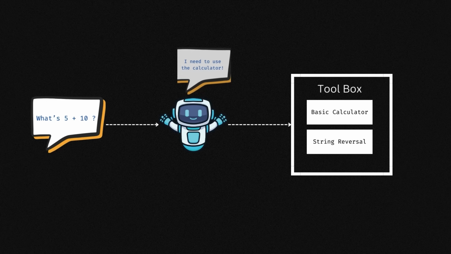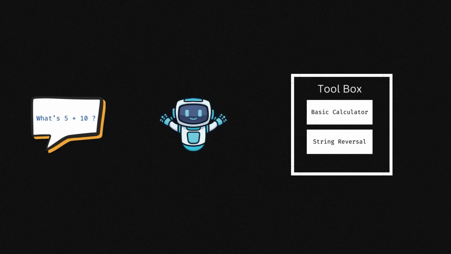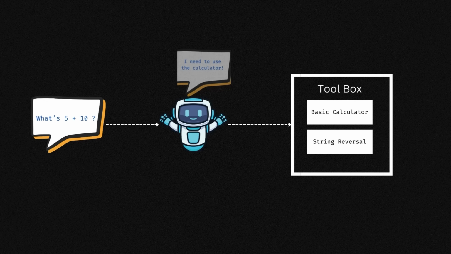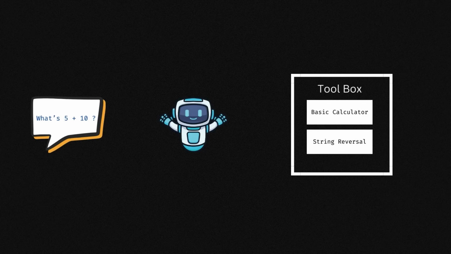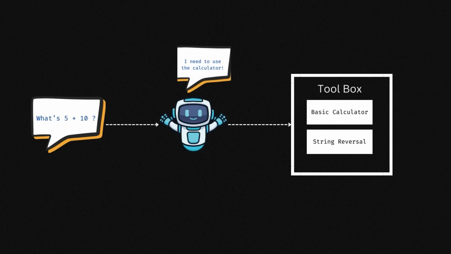We have an AI agent that's asked a mathematics question. It's really simple in this case. What's 5 plus 10? The agent has access to a toolbox, and based on the question, the agent can reason about that toolbox and decide whether it needs to use the basic calculator or the string reversal tool. In this case, it knows it needs to use the calculator. It uses the calculator and delivers an answer to the query. It's really as simple as that. So let's see how this stuff works under the hood.